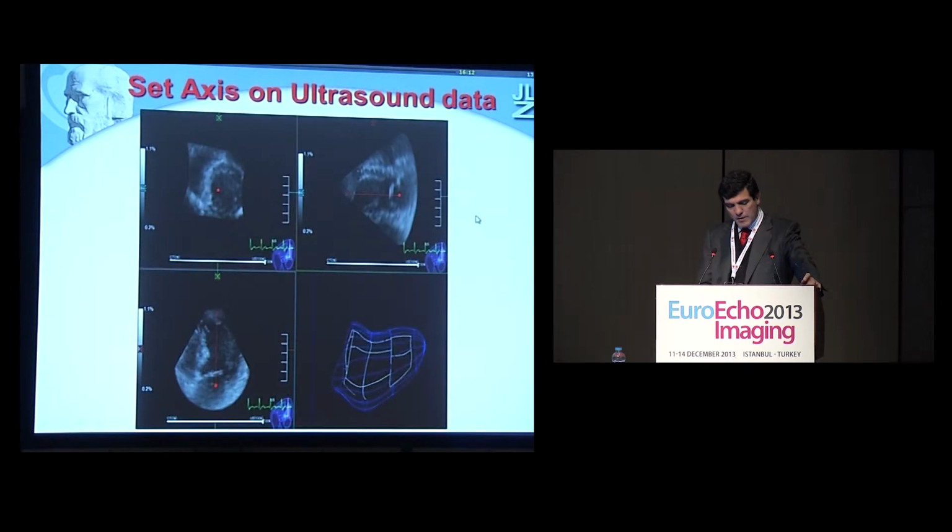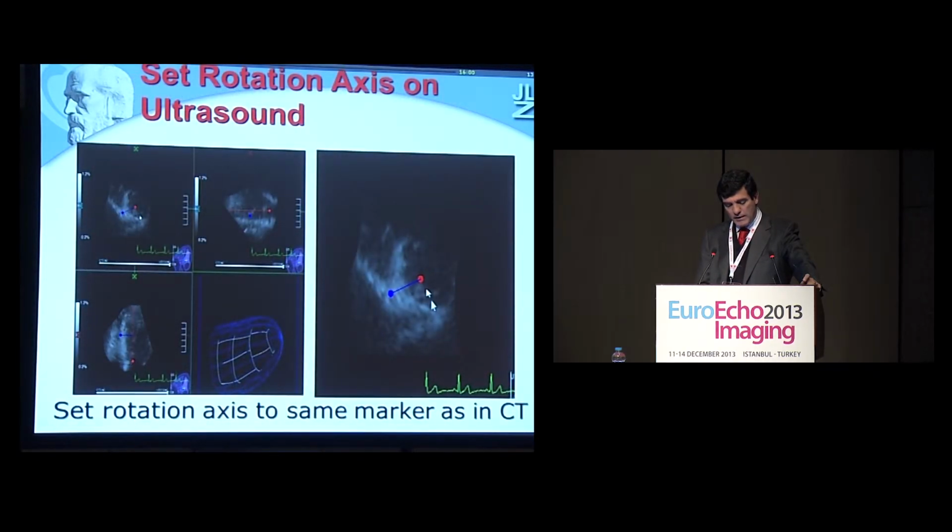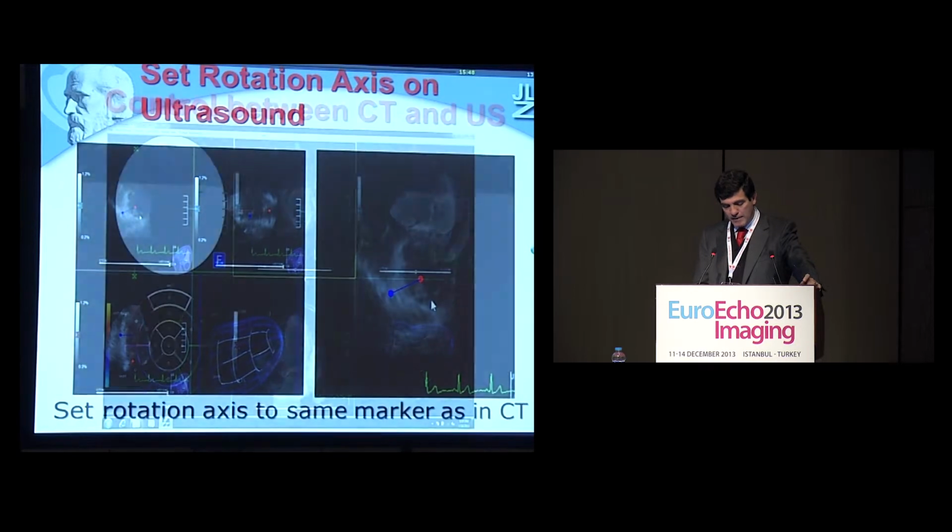And the same we do with the ultrasound data. So you can see here the axis from the apex to the mid portion of the mitral annulus, and same as we did with the CT scan, we can manually rotate to the same marker, here the left ventricle and the right ventricle, same marker that we used with the CT scan.